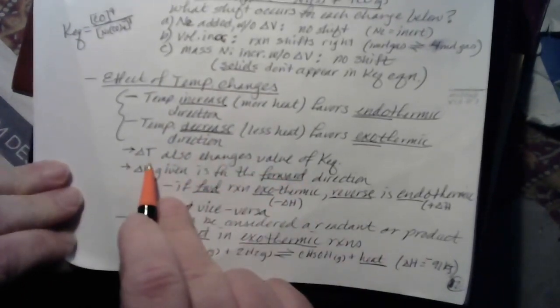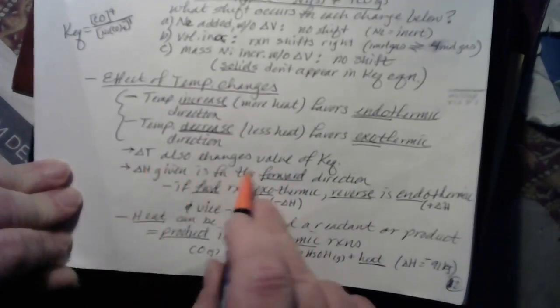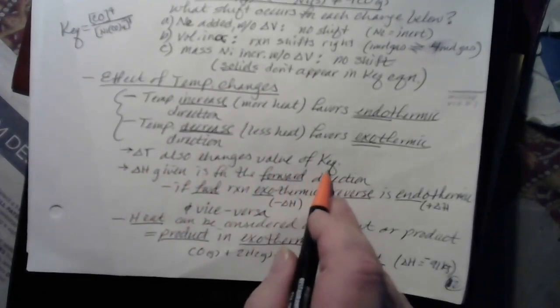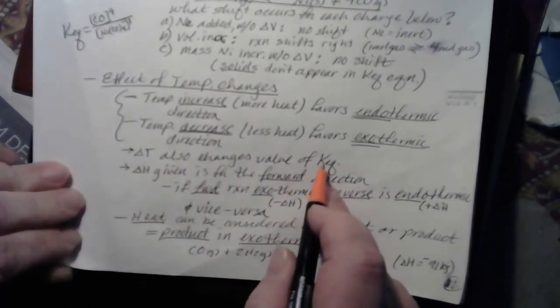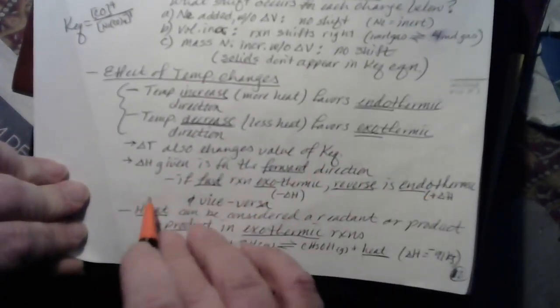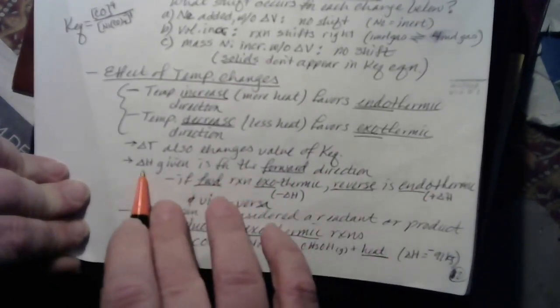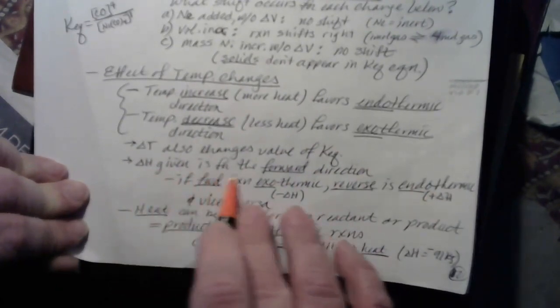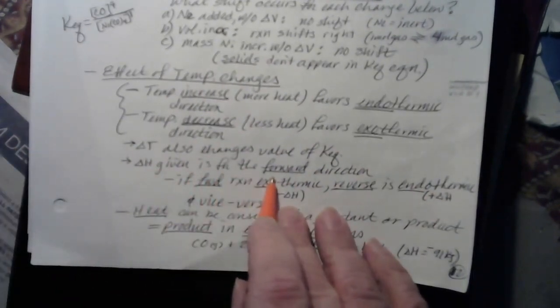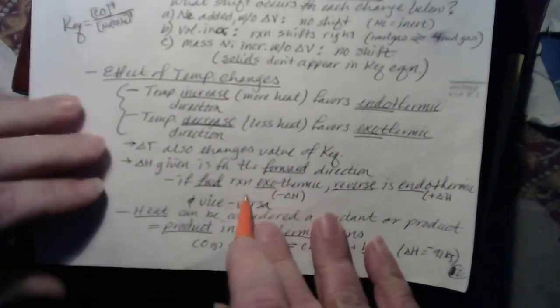Keep in mind that changing the temperature, unlike the other changes we had been talking about, also changes the value of the equilibrium constant. So there's that to think about too. And as I mentioned a moment ago, if any delta H is stated for the reaction, you assume that value is for the reaction going left to right as it's written.